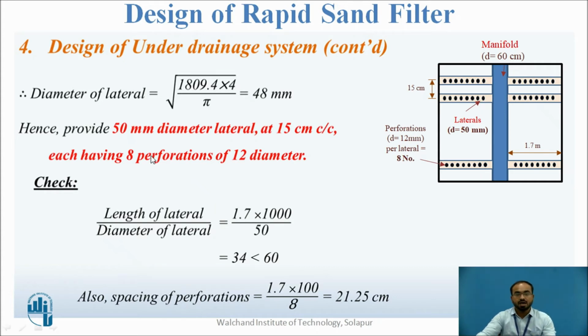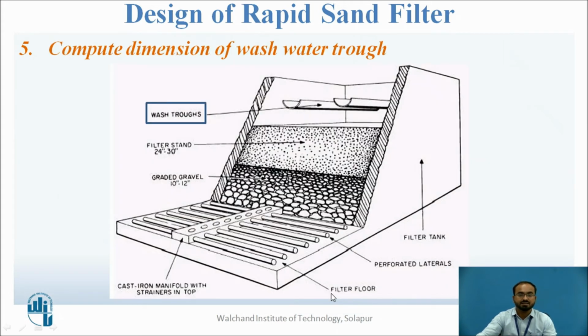Now how to check it? We can divide the length of lateral by the diameter of lateral, and it will come about 1.7 into 1000 divided by 50. It will come about 34, which is very much smaller than 60, so it is okay. We can also calculate the spacing of perforations, that is 1.7 into 100 divided by 8, which is coming about 28.25 centimeters, that is satisfactory.